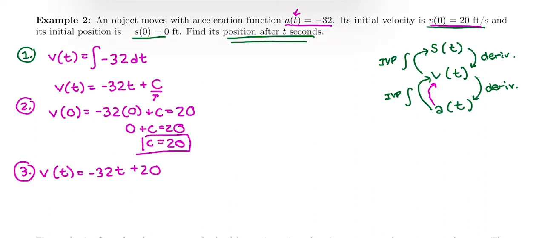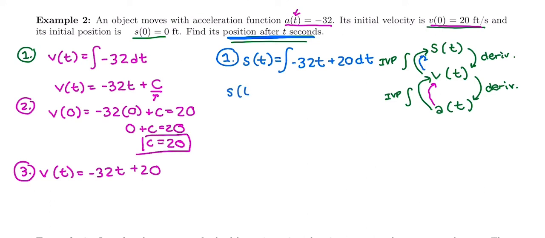Okay, so now we're at the velocity function, but it says find the position after t seconds. So we want the function for position, which is called s, after t seconds, so we want to find s of t. So we're going to do our next initial value problem. We're going to start with velocity and get back up to position. So the first step is to take the antiderivative. We're going to get s of t when we take the antiderivative of our v of t, which was negative 32t plus 20 dt.